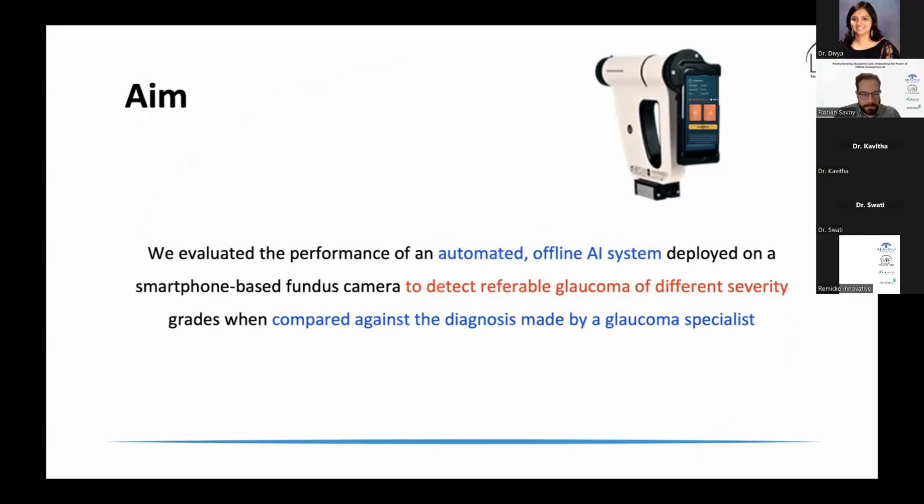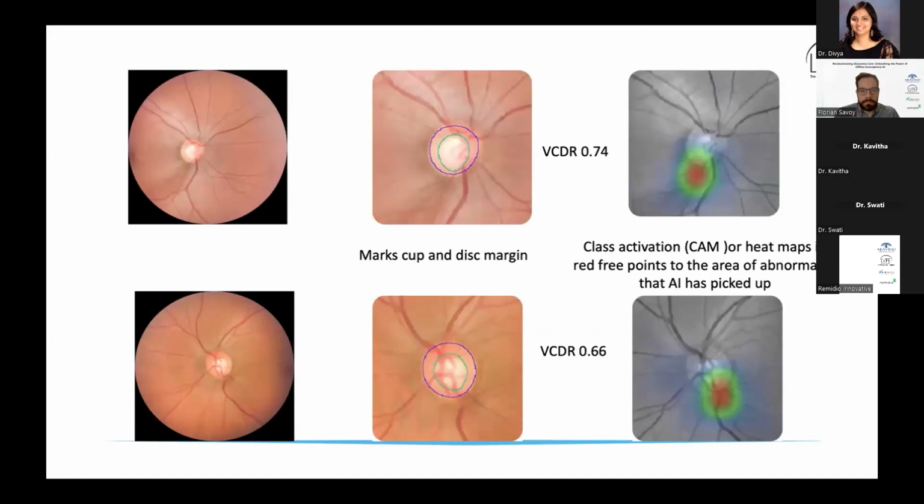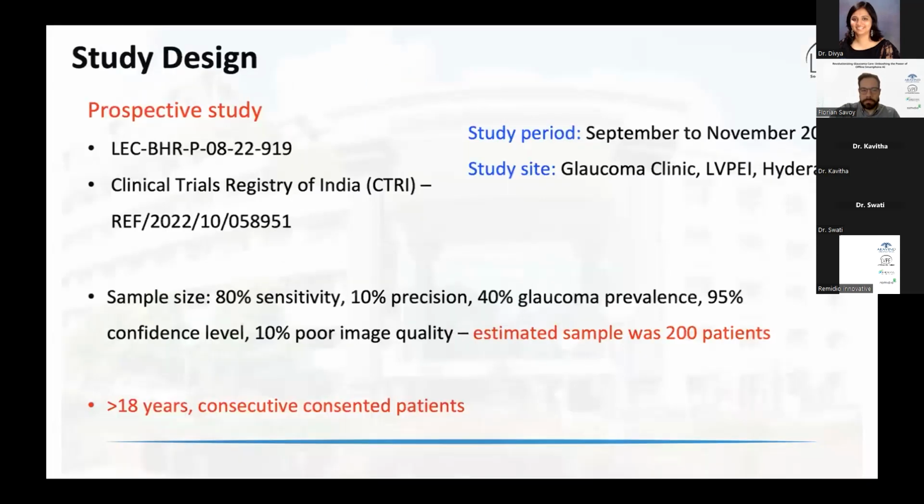So this was a study that we did where we compared the referable glaucoma that was detected by the AI with the diagnosis made by the glaucoma specialist. And this was looked at in various severities of glaucoma. I don't have to go through this image. Now, there was a lot of discussion about how the machine actually detects the changes in the vertical cup disc ratio, as well as the changes in the retinal nerve fiber layer, and several other changes which the machine is possibly picking up, and we don't know what it is looking at as well. So a prospective study was done at L.V.